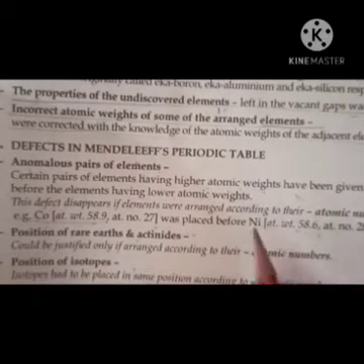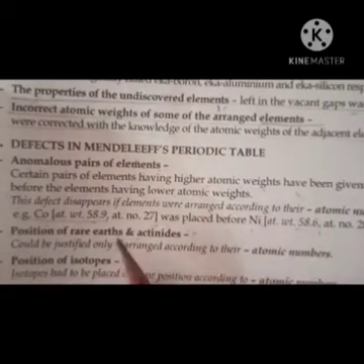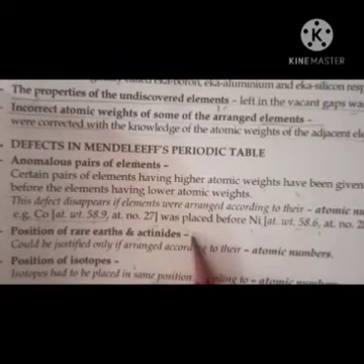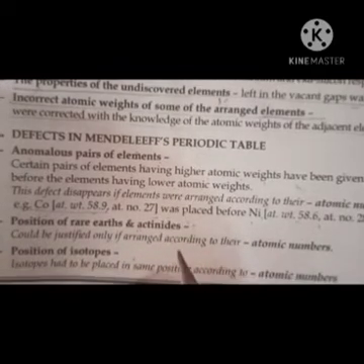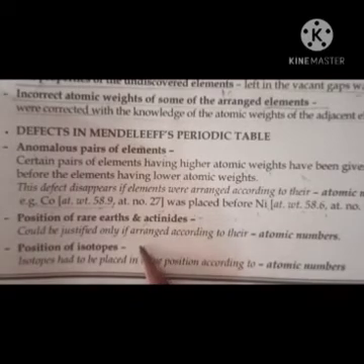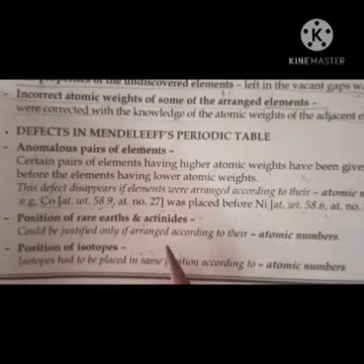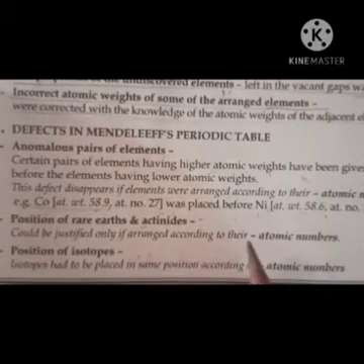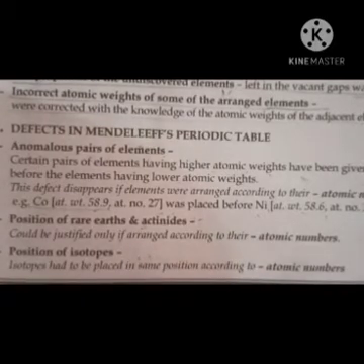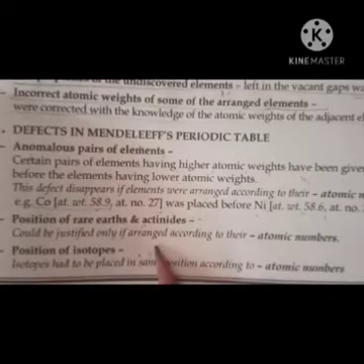Right? First defect. The second defect is that the position of rare earths and actinides was not justified. And the third defect is that the position of isotopes was also not justified. Because what are isotopes? These are elements having the same atomic number but different mass numbers. So if they have different mass numbers, they would have to be given different places, right? That's why we can say that the position of isotopes was not justified.